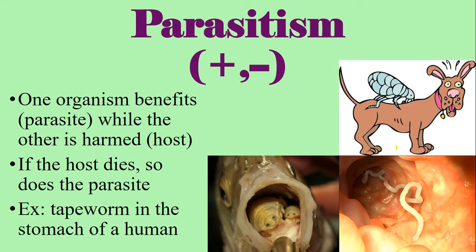The last one is parasitism that we're going to talk about. One's benefited, one's harmed. The one that benefits is called the parasite, and the one that is harmed is called the host. Now, if the host dies while the parasite is still attached, the parasite also dies. So sometimes the parasite is there and then it gets off. It just depends. A good example would be a tick on a dog.